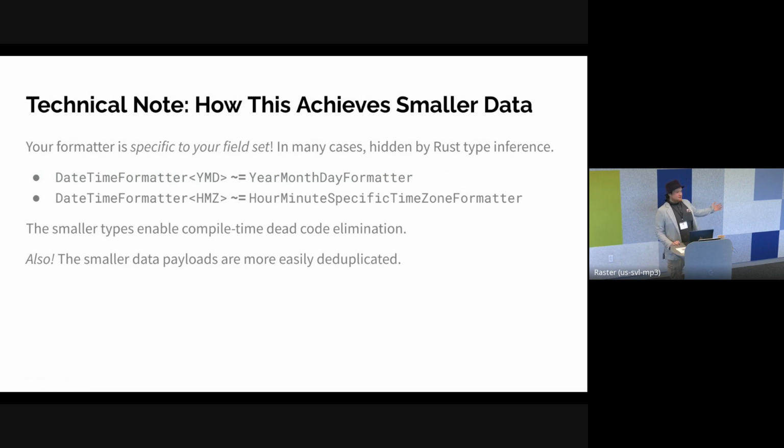Also, the smaller data payloads you get from these can be more easily deduplicated. For example, there's many locales that share the hour format, but they might differ in the date format. By splitting these into different payloads in the data provider under the hood, we're actually able to deduplicate them a lot more efficiently.